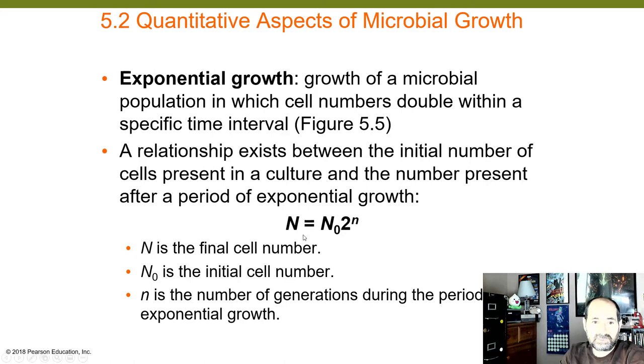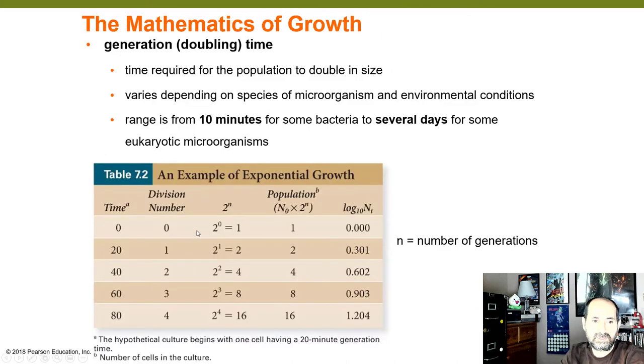And the relationship between the initial number of cells present in a culture and the number present after a period of exponential growth, this is the equation here, where N, capital N, is the final cell number, N naught is the initial cell number, and lowercase n is the number of generations during the period of exponential growth. So take a look here. This is kind of the concept.